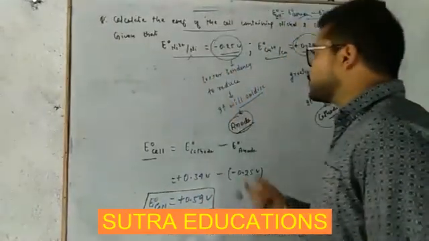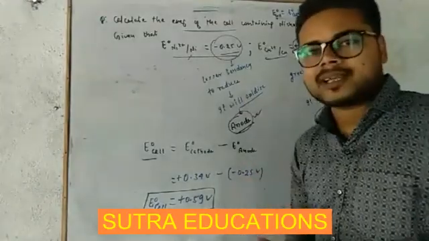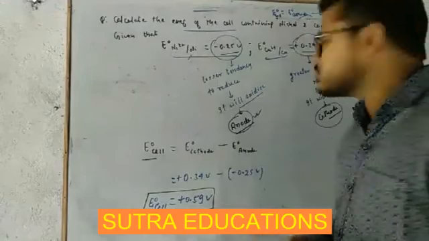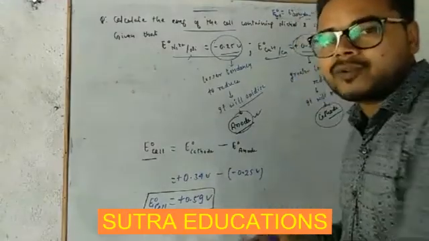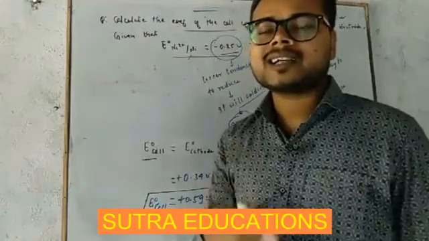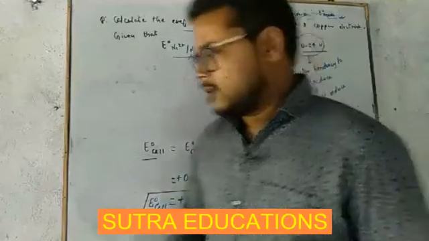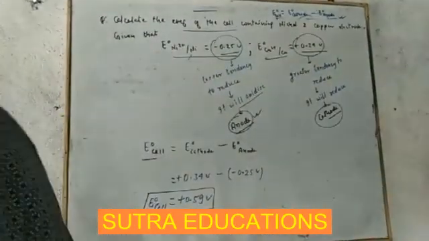So you have to distinguish which one is going to act as anode and which one is going to act as cathode, where oxidation half cell is going to take place and where reduction half cell is going to take place. Okay, come to next question.